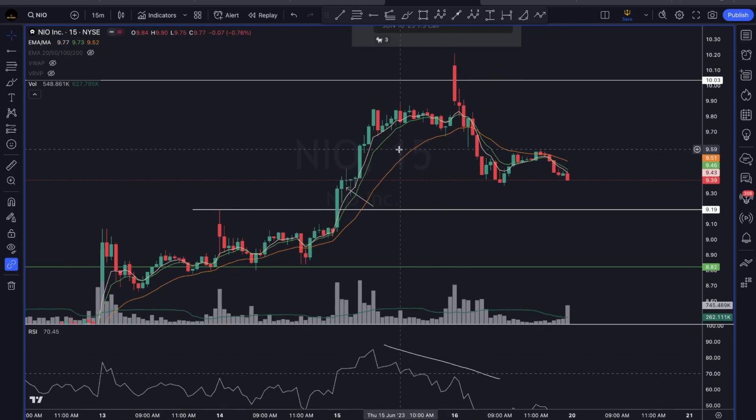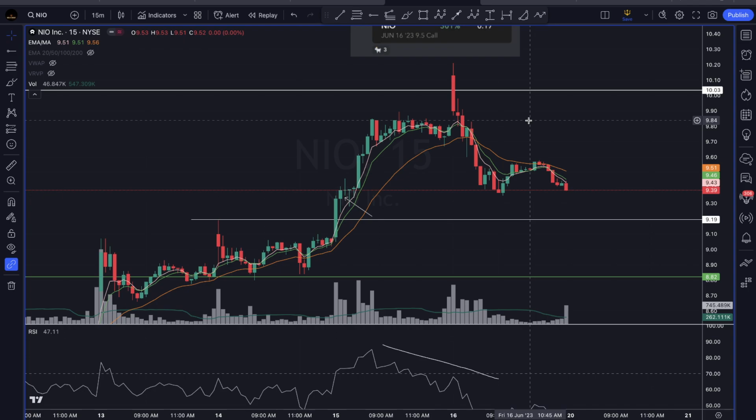I held the NIO. The reason is price is holding this magnet, so there was no reason for me to sell NIO at a cheaper price when I knew there are chances that we can see new highs on NIO as long as the magnet is holding.